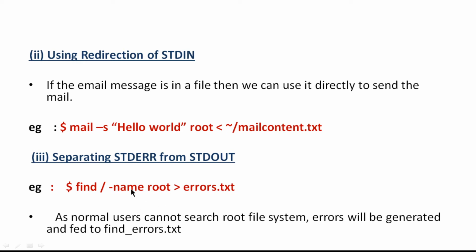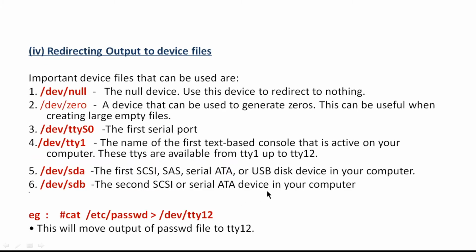So errors that are generated would be moved to the error.txt file. So that is another redirection. Then you can redirect output to a device file. Now there are a lot of device files available in Linux. So one is /dev/null. That is a null device, and if you want to redirect nothing to it, you can just move to /dev/null.